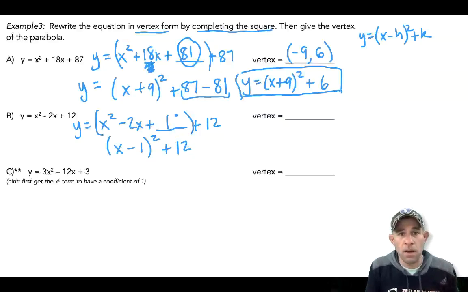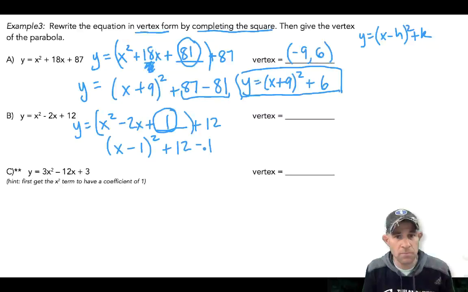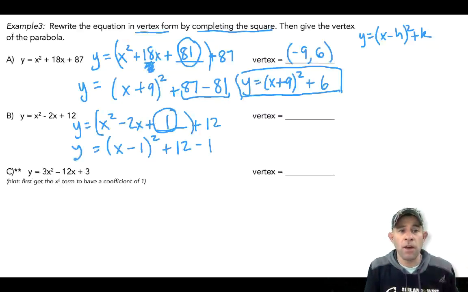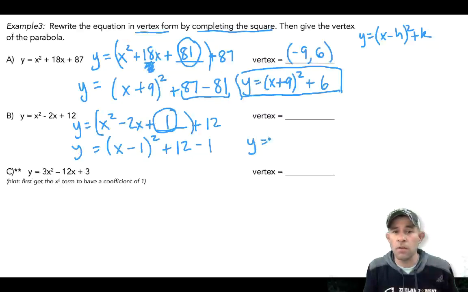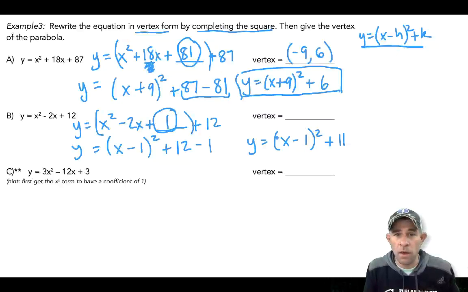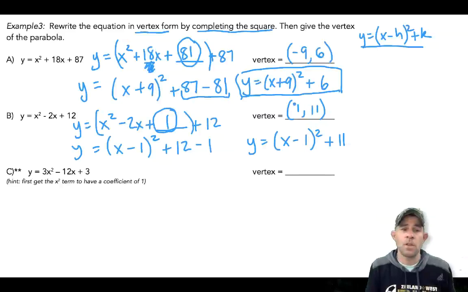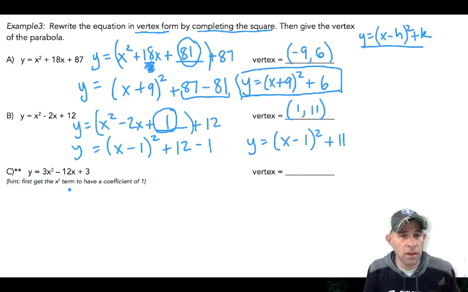Now remember, I added 1 to this side. So out here, I have to subtract that 1 in order to keep it balanced. All right, we are going to simplify this equation now. We get y equals quantity x minus 1 squared. And then I add my 12 and negative 1, I get a positive 11. So again, this fits into my template of my vertex form, and I see that my vertex here is at 1, positive 11.